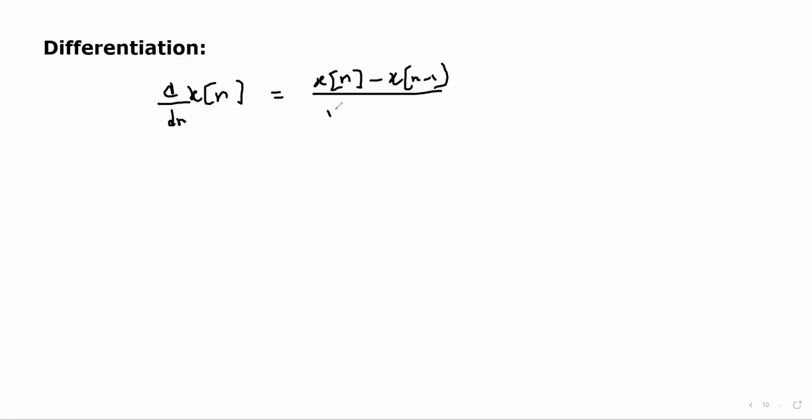The differentiation in n domain, or basic discrete signal domain, means d by dn of x of n is equal to the difference between the previous sample and the present sample, right? So I can write this as x of n minus x of n minus 1, with respect to the time n minus (n minus 1), which equals x of n minus x of n minus 1, because n minus n plus 1, so n gets cancelled. So I will write this as x of n minus x of n minus 1.